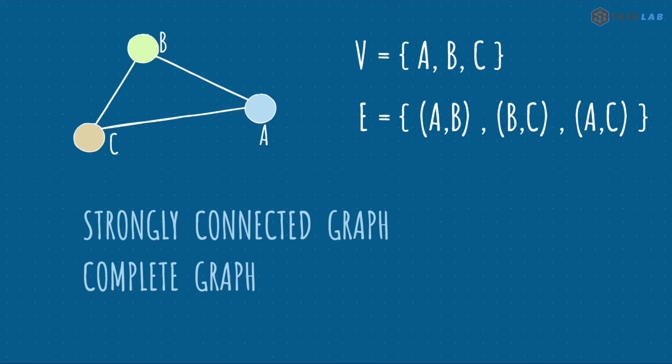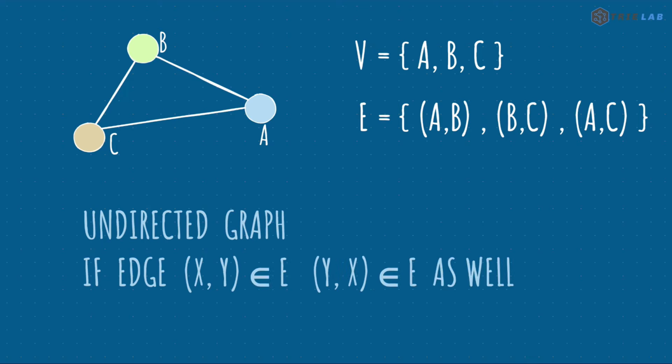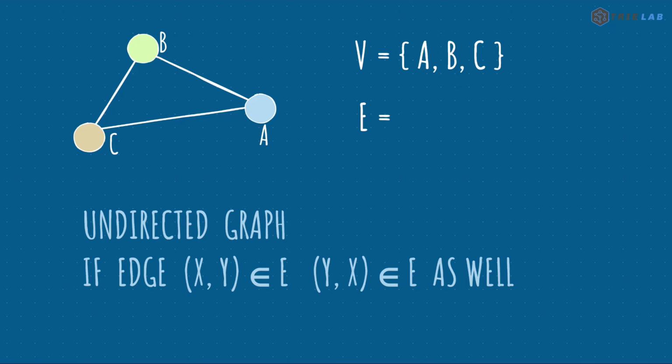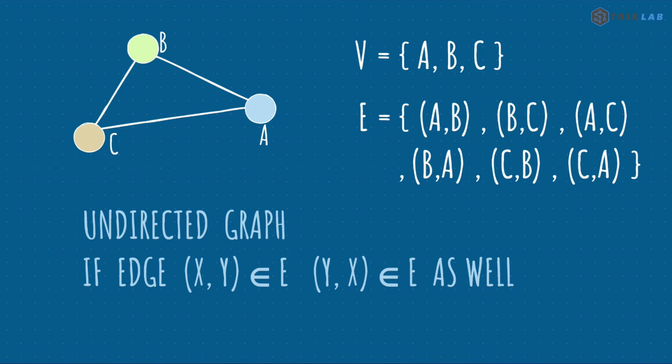Now this kind of graphs are also called undirected graphs, which simply means that if you have an edge xy in the edge set, you will have a corresponding edge yx in the edge set as well. For example, let's expand this edge set. If the graph has an edge a, b, that is an edge between A and B, it will have an edge between B and A, or b comma a, in the edge set as well.